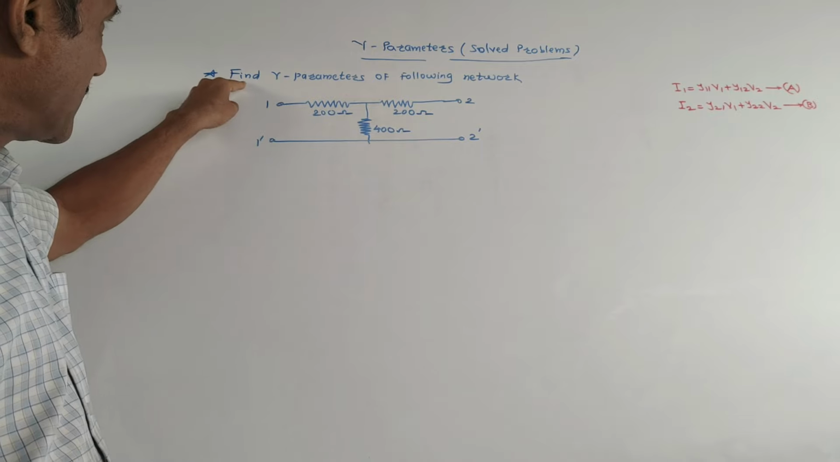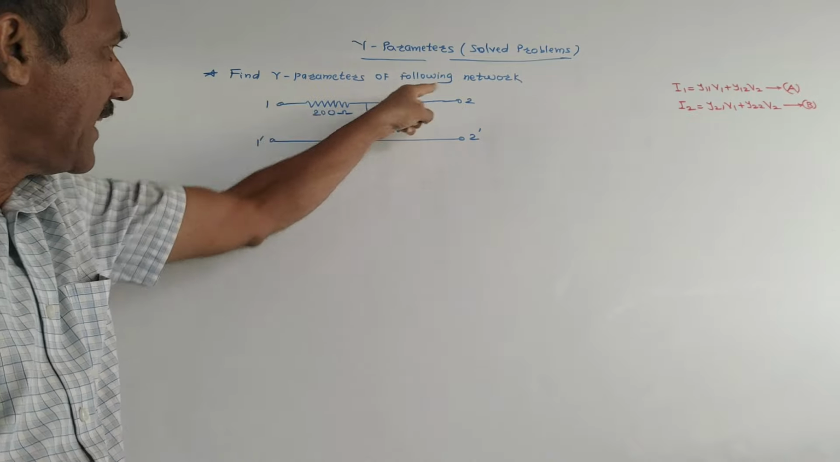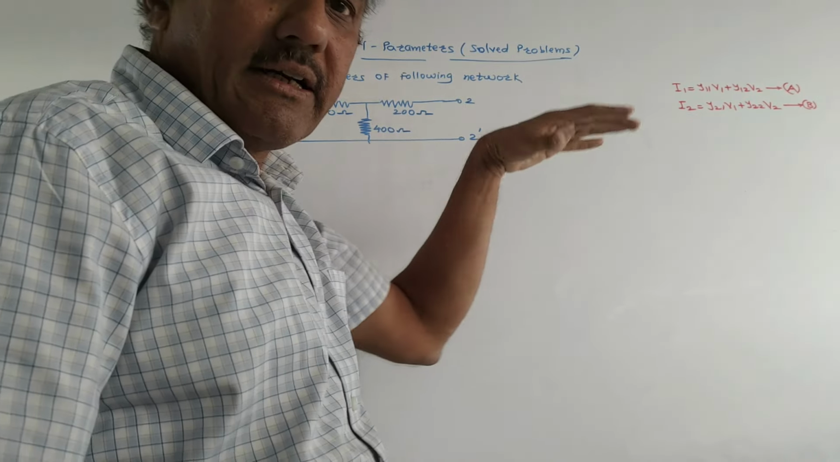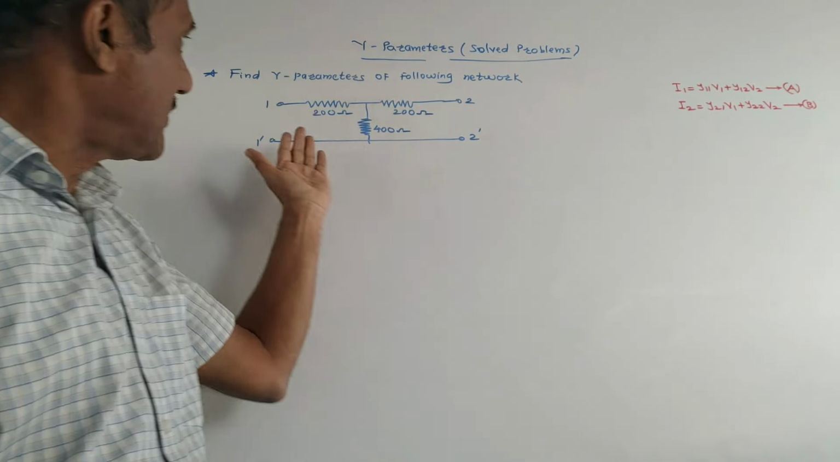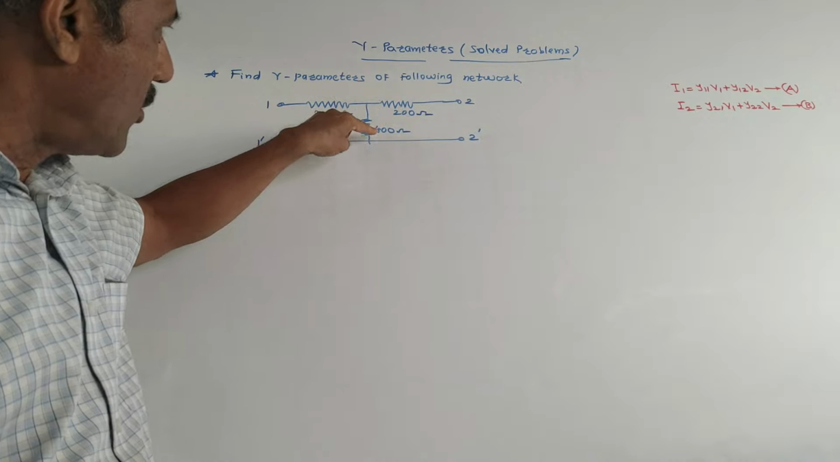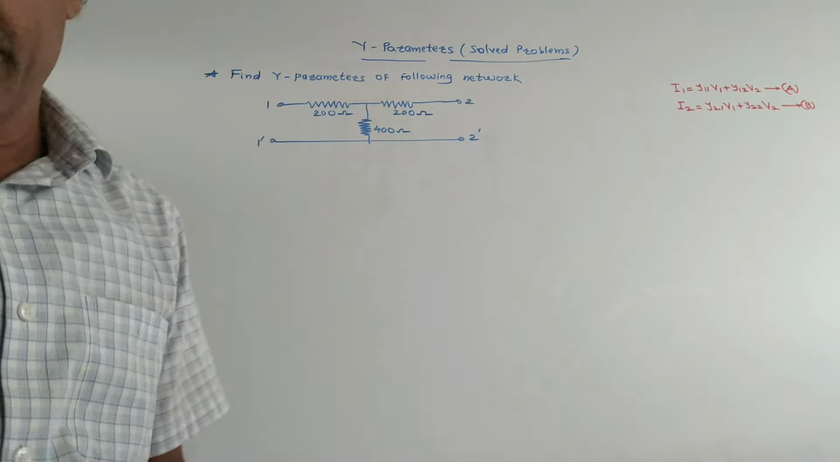Now the given question is: find Y parameters of the following network. This is the given network. Actually it is called a T type of network because its shape is like the English letter T. The values are 200 ohm, 200 ohm and 400 ohm.